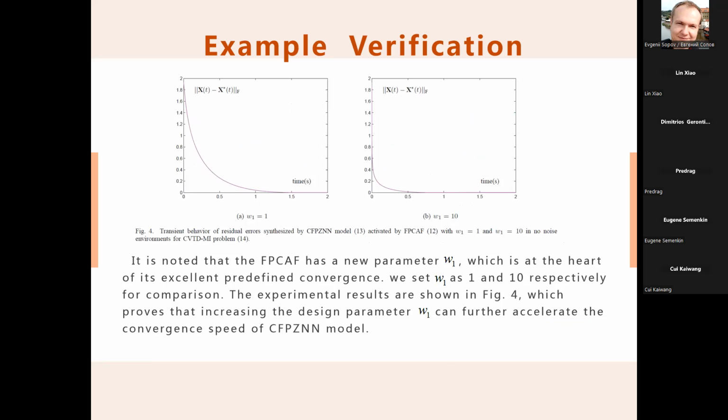It's noted that the proposed activation function has a new parameter W1, which is at the heart of its excellent predefined convergence. We set W1 at 1 and 10 respectively for comparison. The experimental results are shown in figure 4, which prove that increasing the design parameter W1 can further accelerate the convergence speed of the CFP model.